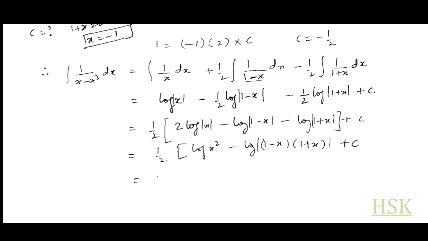Further this is going to become log x square upon, this term 1 minus x into 1 plus x can be written as 1 minus x square, so I'm going to get x square upon 1 minus x square plus c. That's the required answer.